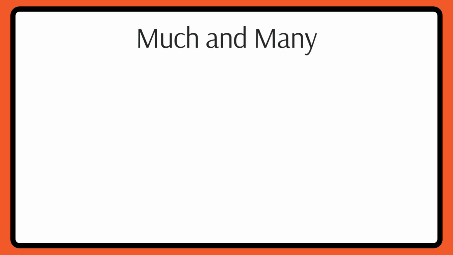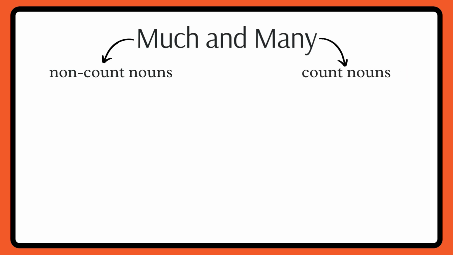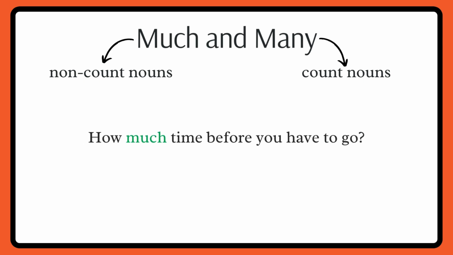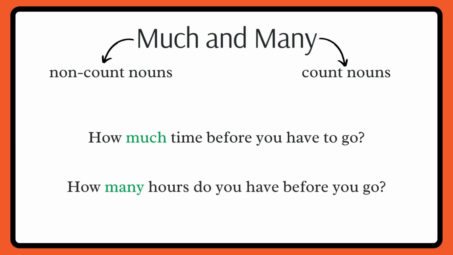Let's look at the words much and many that we saw examples of at the beginning of this lesson. A lot of people have trouble with these two. Much is used for non-count nouns, and many is used for count nouns. For example, how much time before you have to go? Or how many hours do you have before you go? Time is a non-count noun, so we use much, and hours is a count noun, so we use many.